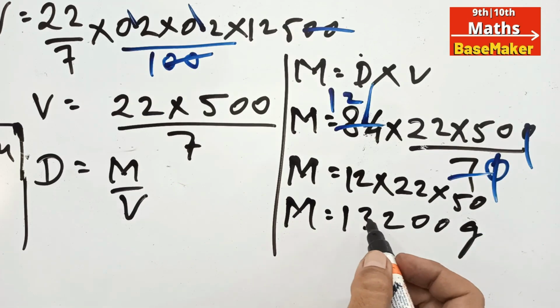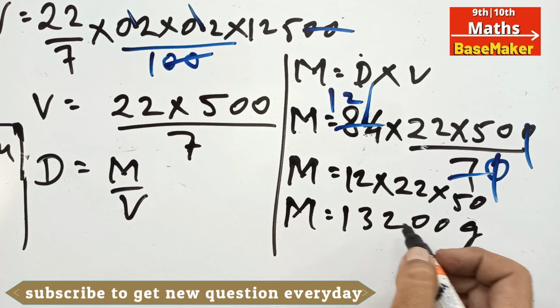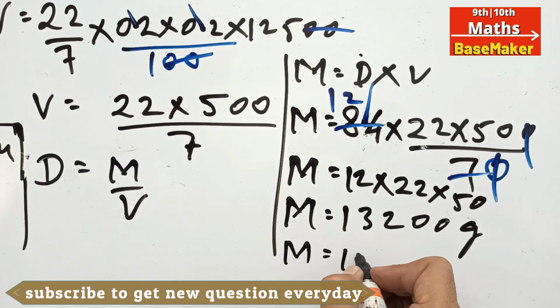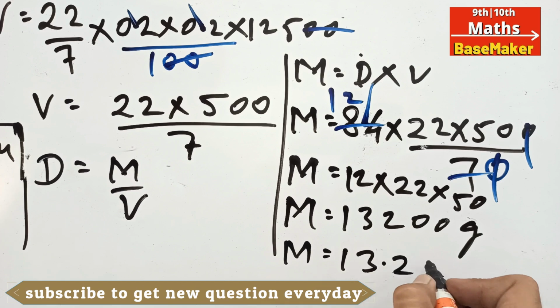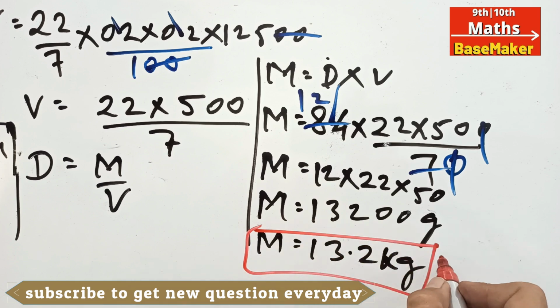By multiplying it is coming 13200 gram. So we can convert into the kilogram by dividing by 1000. So it will be 13.2 kilogram. So mass of the wire of length 125 meter is 13.2 kilogram.